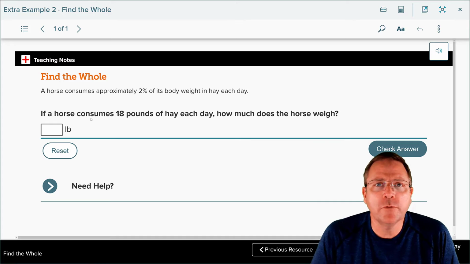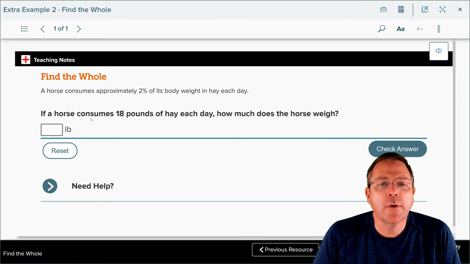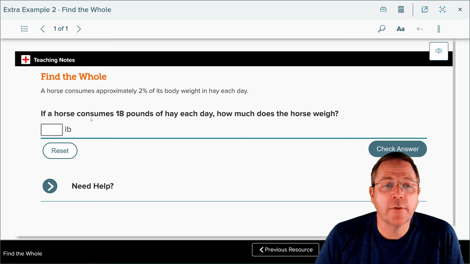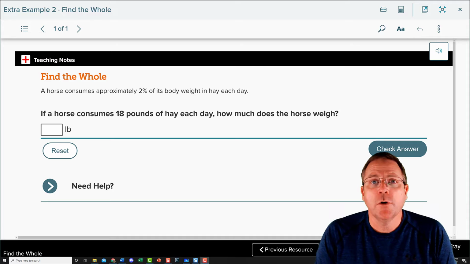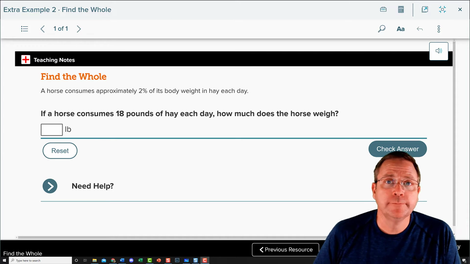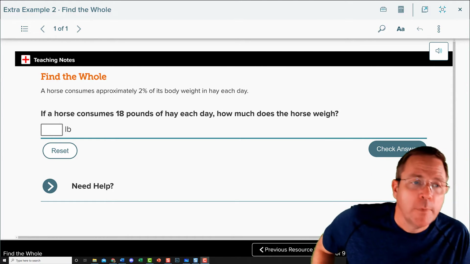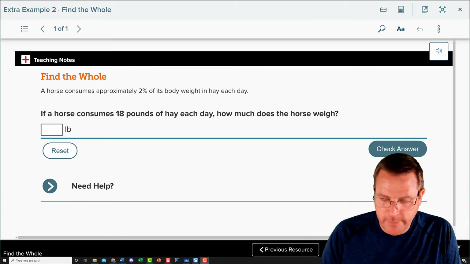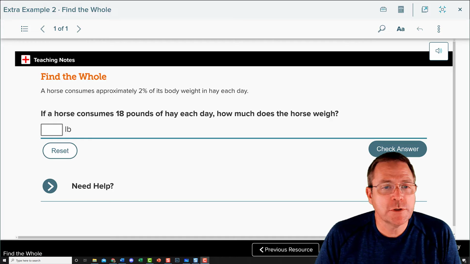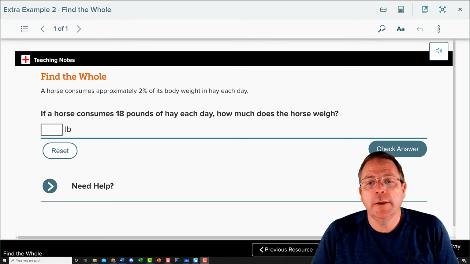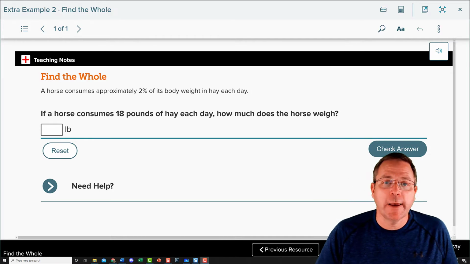Go ahead and pause this recording and find out how much a horse weighs based off of the amount of hay that it consumes each day. So, did you solve the problem? Let's take a look at it. The horse consumes approximately 2% of its body weight each day. If a horse consumes 18 pounds of hay each day, how much does that horse weigh?